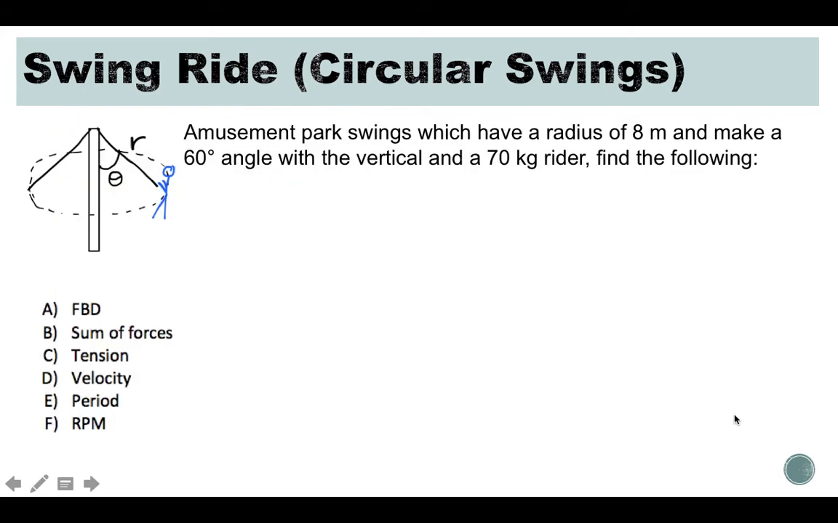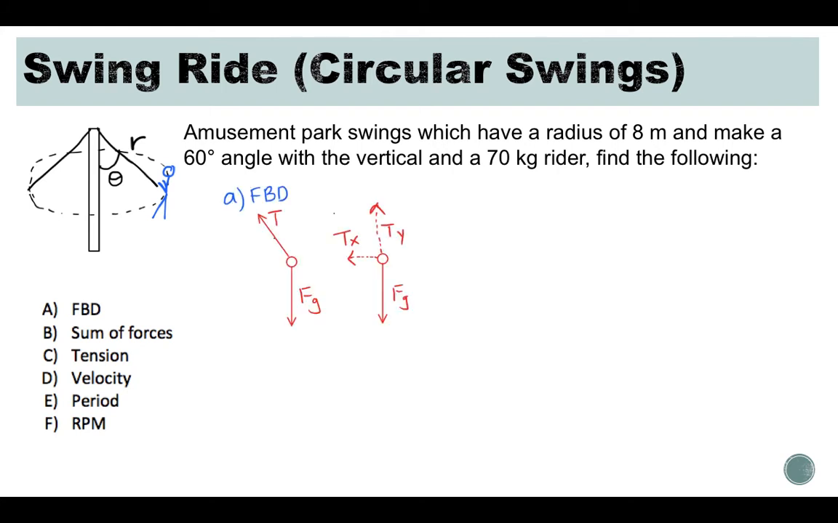Okay, let's do an example. So we have an amusement park ride swings, which have a radius of 8 meters and make a 60-degree angle with the vertical and a 70-kilogram rider. We need to find the following: the free body diagram. We need to sum up the forces, the tension, velocity, period, and revolutions per minute. Let's start with A, free body diagram.